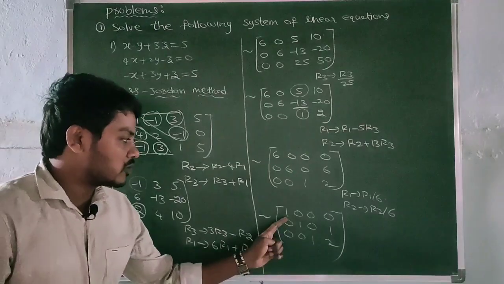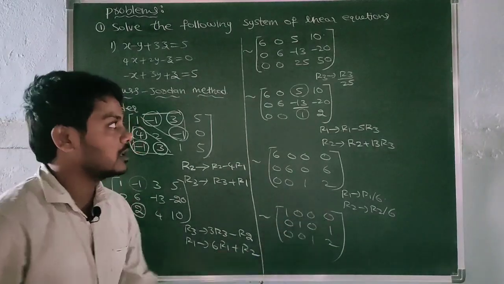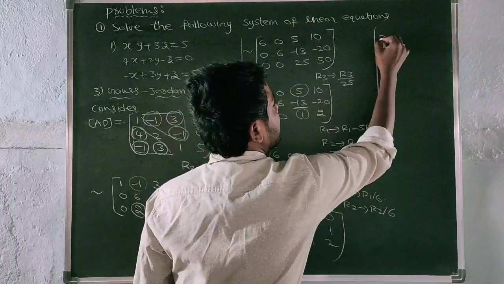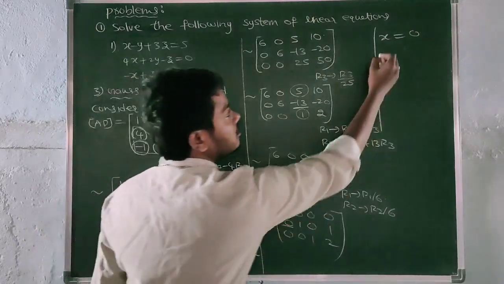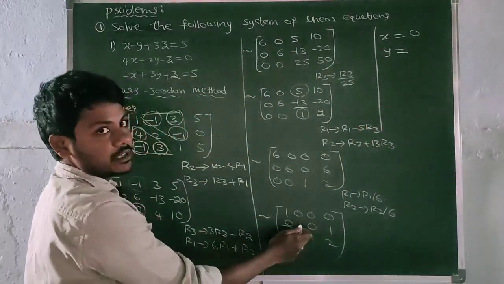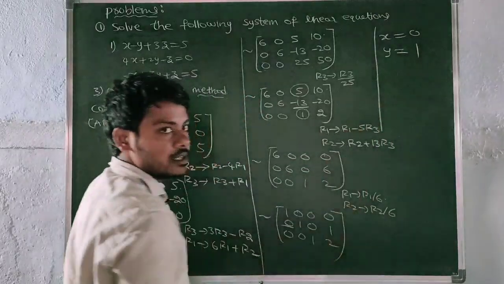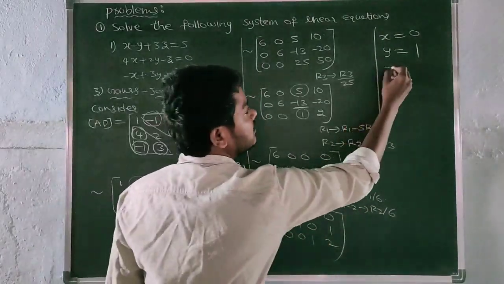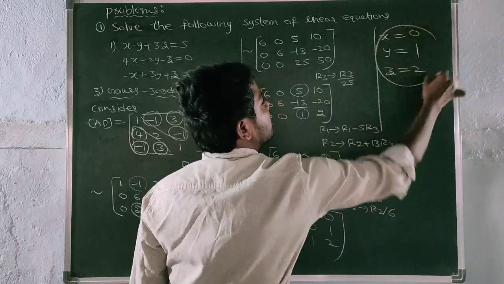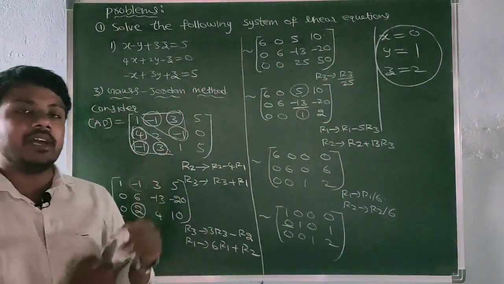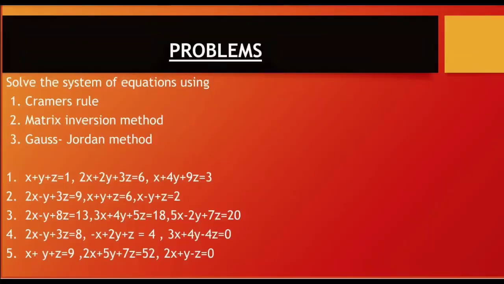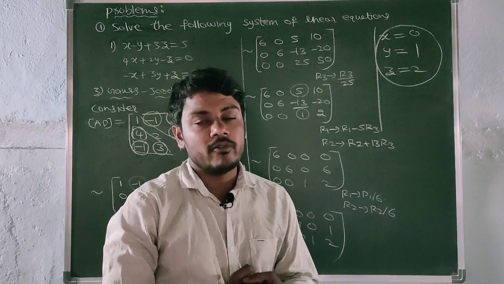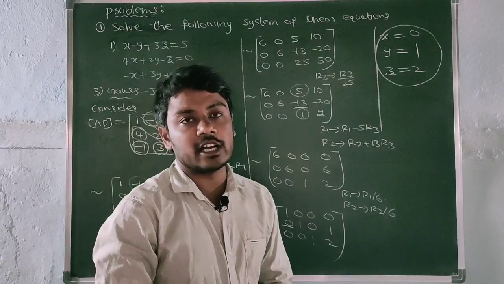So clearly these are the x coefficient, y coefficient, z coefficient, and constant. Therefore x is equal to 0, since the x coefficient is 1 and the other coefficients are 0, with constant 0. Y coefficient is 1, so y is equal to 1. Similarly the z coefficient is 1, so z is equal to 2. So these are the solutions of the given system of equations. So try to solve these questions. For the next session we will discuss more concepts and problems.